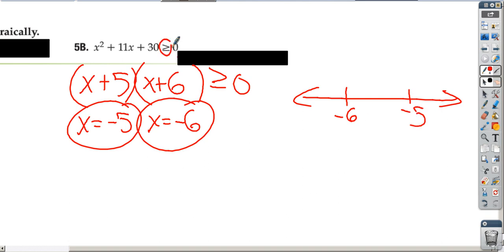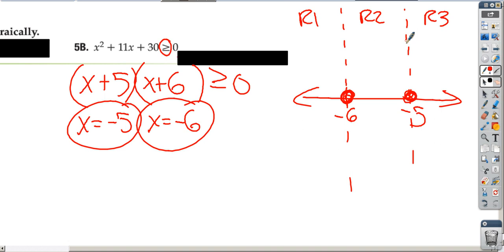We will shade those in because that is greater than or equal to, so we'll shade them in. And again, we have our three regions here. R1 stands for region 1, R2 stands for region 2, R3 stands for region 3. We're always going to have three regions in general with quadratics because there's two solutions. If you only had one solution, you would have only two regions. Alright, so let's start testing points. Let's test something in region 1 which is less than negative 6. Let's try negative 7. And then in region 3 we'll try anything greater than negative 5. Let's try 0.